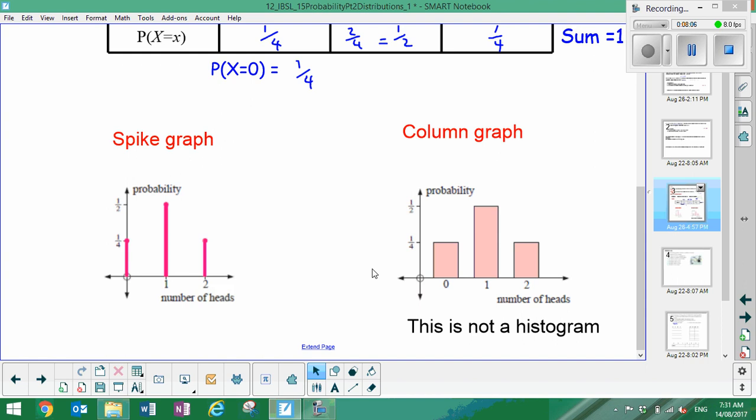We could do a column graph. Same story, 0, 1, 2, there are probabilities. Again, this is not a histogram. There's nothing that exists in between. We have no options in here, all right? It can't be in here. It's either 0 heads, 1 head, or 2.